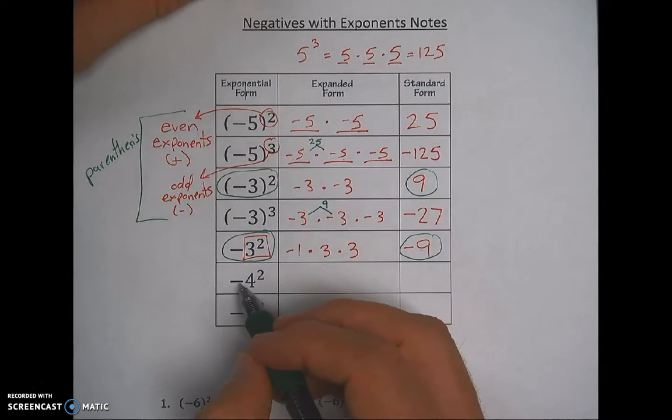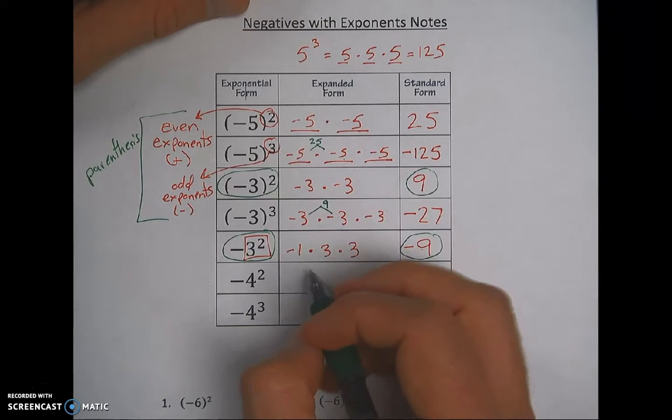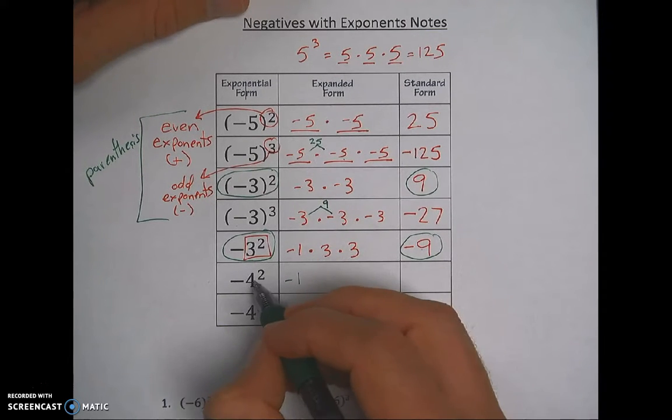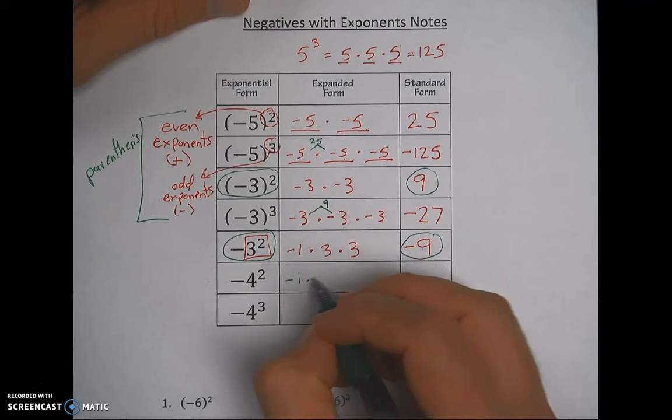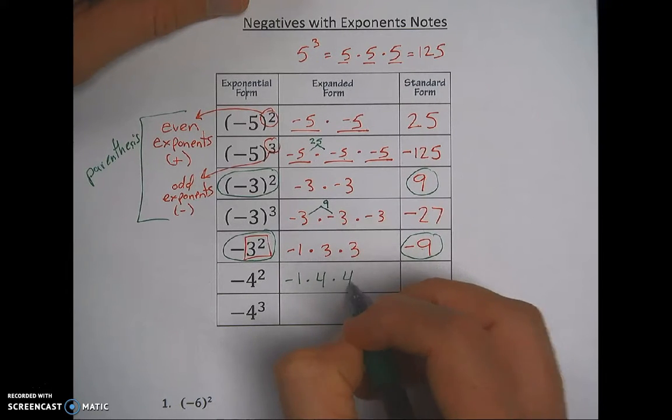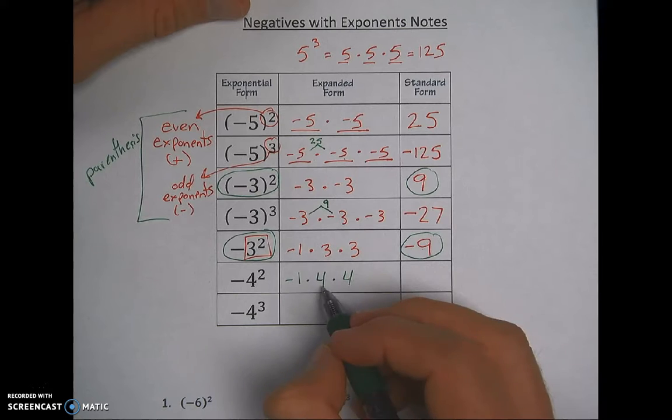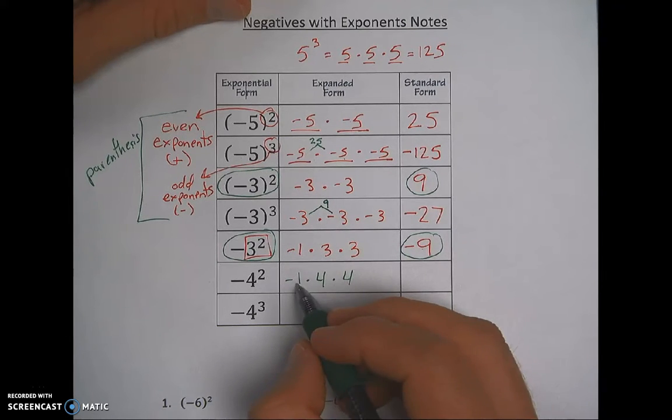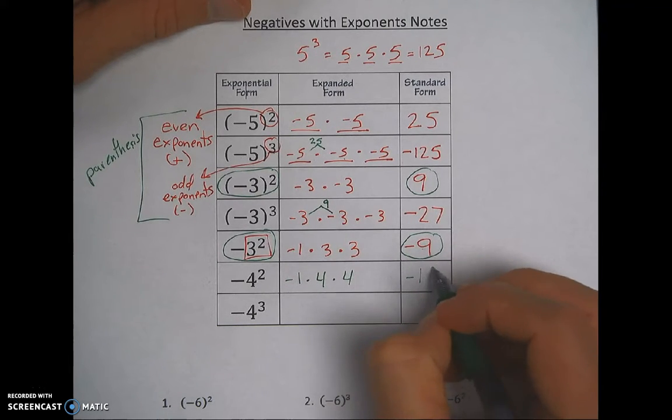Let's take a look at what happens here. So this negative is not being affected. It's like a -1. The only thing being raised to the second is the 4. So 2 4s, both positives. 4 times 4 is 16, times the -1 is -16.